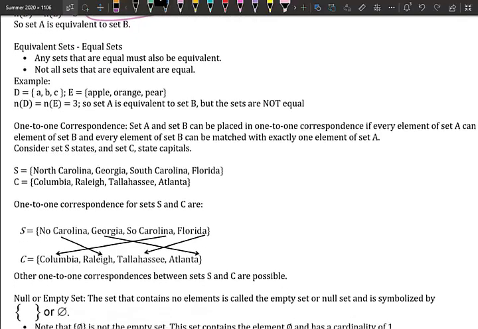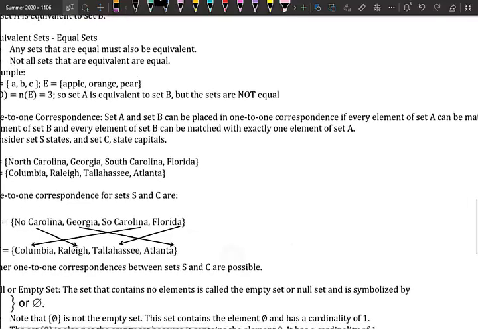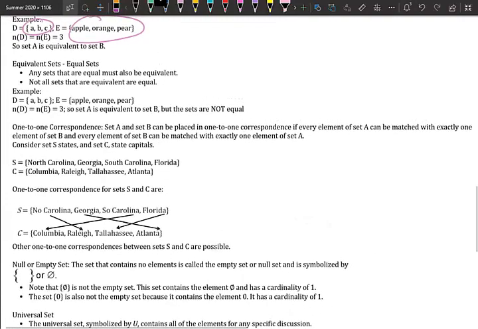One-to-one correspondence. Set A and set B can be placed in a one-to-one correspondence if every element of set A can be matched with exactly one element of set B, and every element of set B can be matched with exactly one element of set A. So consider set S, states, and set C, state capitals. Set S is North Carolina, Georgia, South Carolina, Florida. Set C is Columbia, Raleigh, Tallahassee, and Atlanta. That's one-to-one because those are state capitals. One state doesn't share a capital with another. Florida and California don't share a capital. They have 2 separate capitals. So it's one-to-one correspondence.